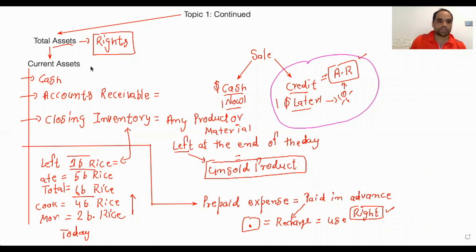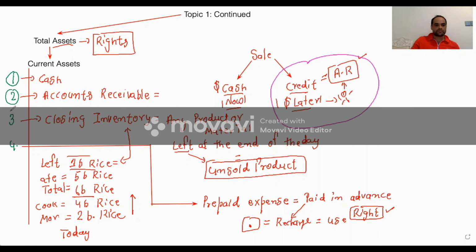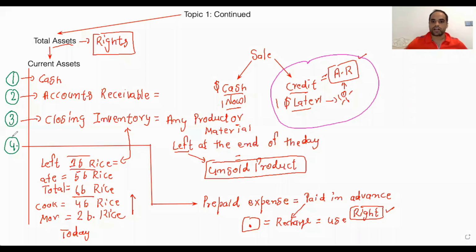So that's all. We have 4 types of current assets. So current assets, finished. Non-current assets, finished. Types of total assets, finished. It's number 1. Total assets, finished.